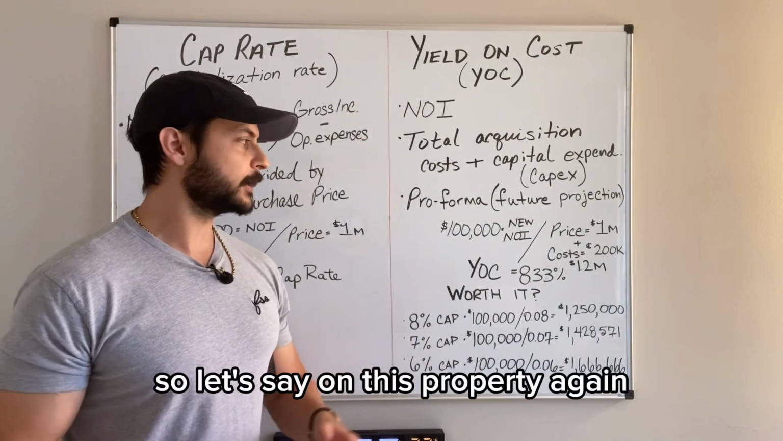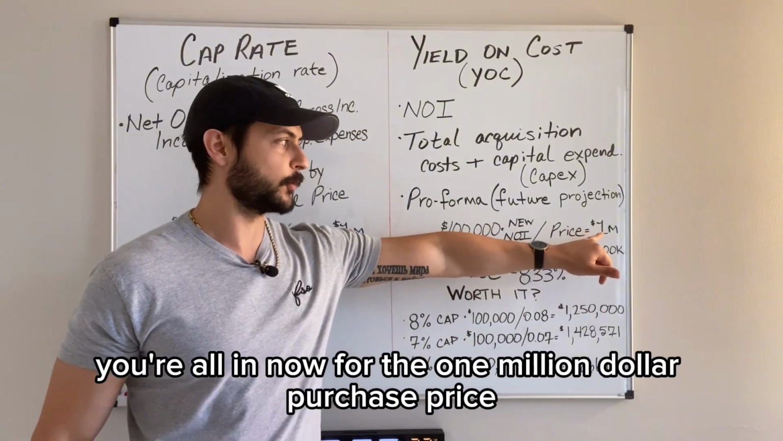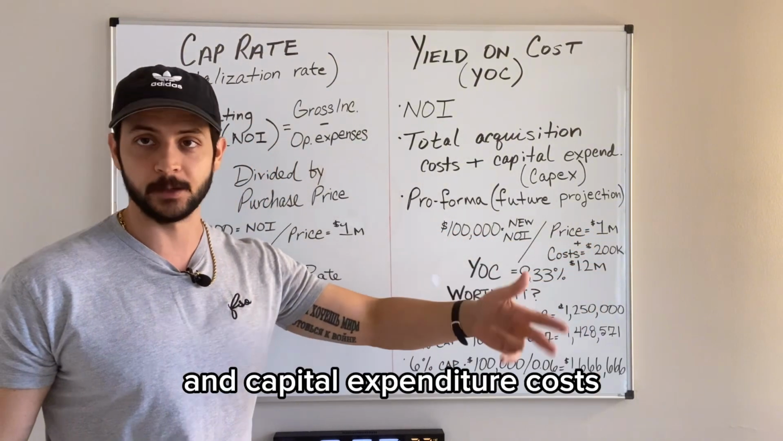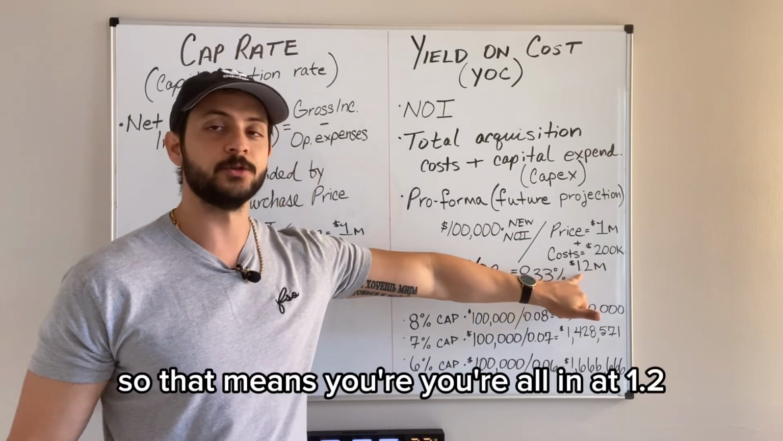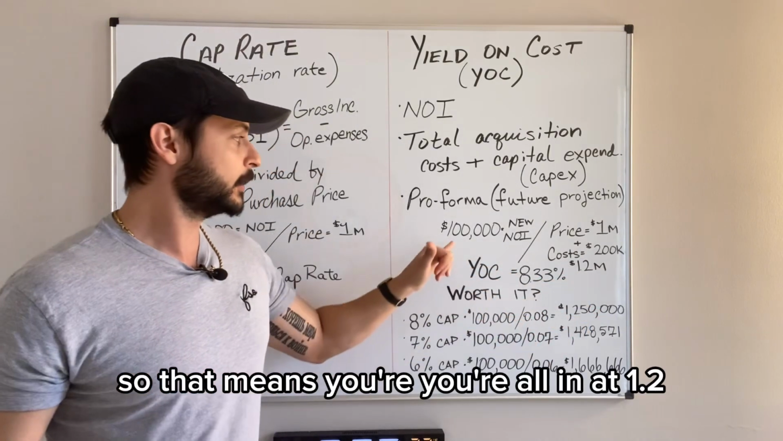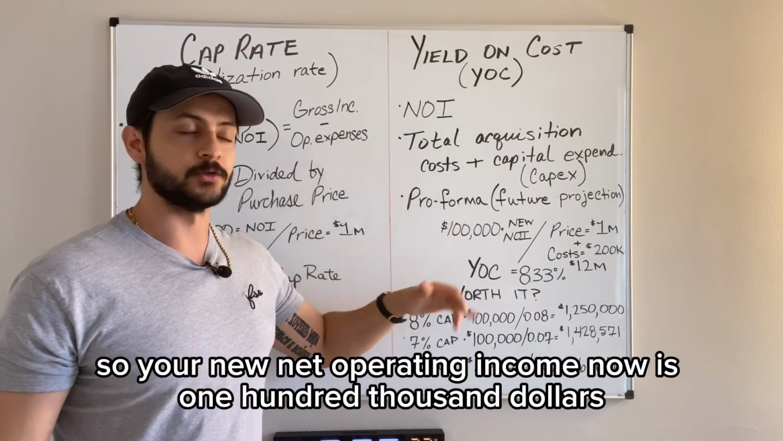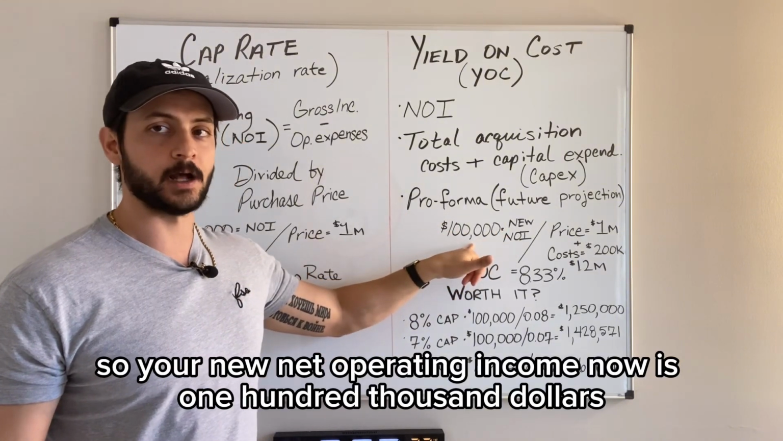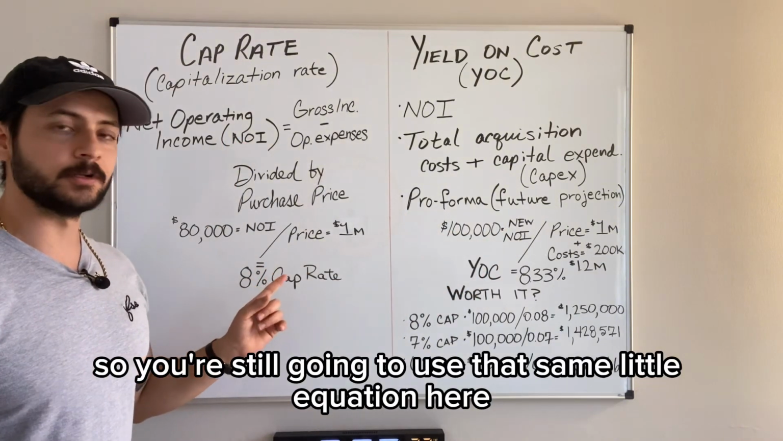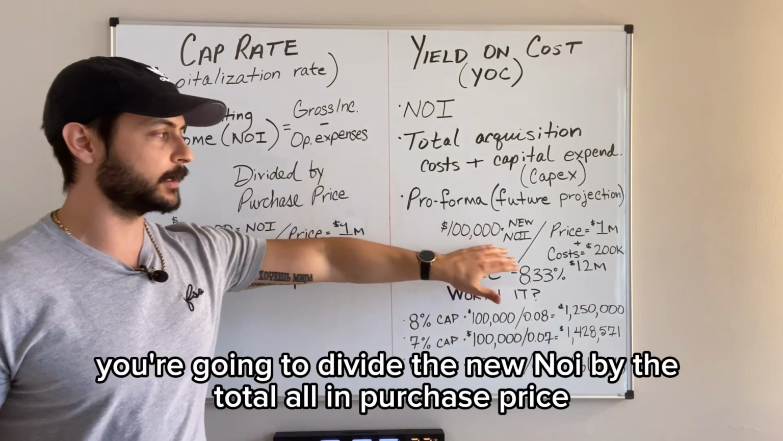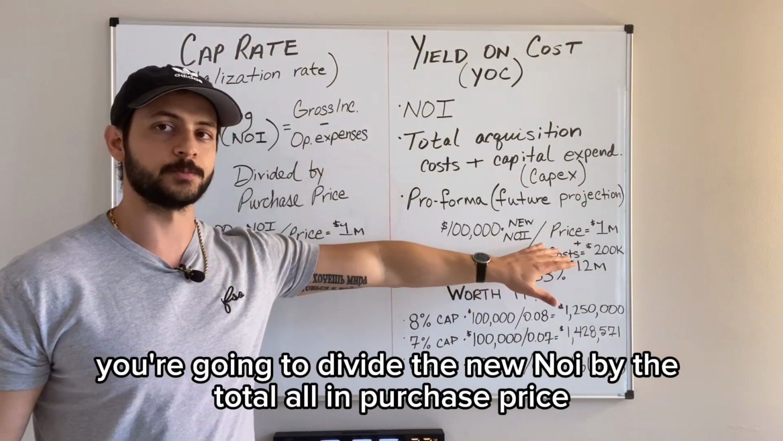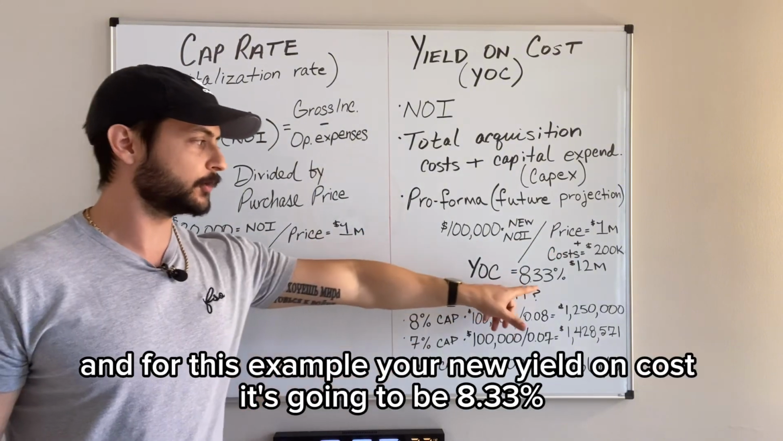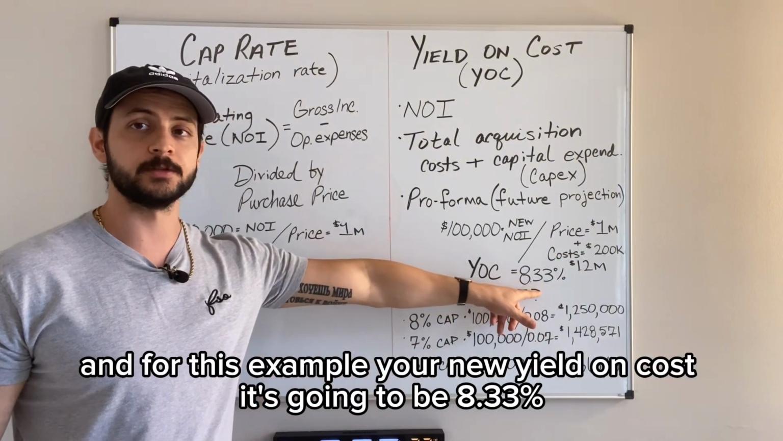Let's say on this property, again, you're all in now for the $1 million purchase price plus the $200,000 in acquisition and capital expenditure costs. So that means you're all in at 1.2, but your new net operating income now is $100,000. So you're still going to use that same little equation here. You're going to divide the new NOI by the total all-in purchase price plus all the costs I mentioned. And for this example, your new yield on cost is going to be 8.33%.